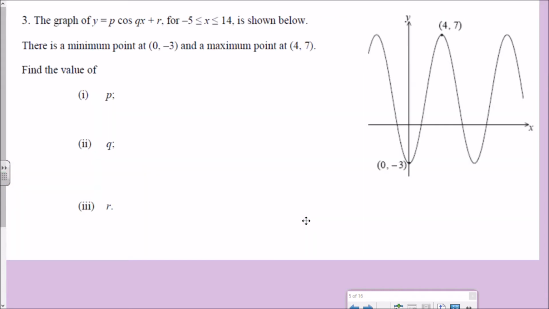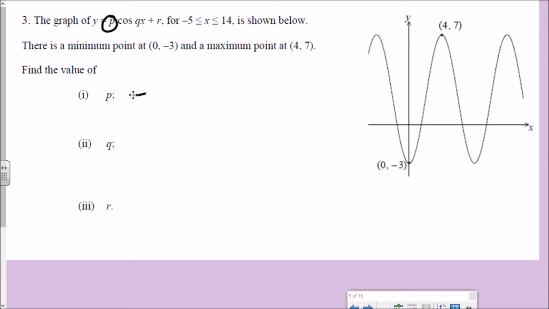Next one, so this says the graph of y is equal to p cosine qx plus r from -5 to 14 is shown below. Minimum at (0, -3), maximum at (4, 7). So p, if we look closely, is kind of like your vertical stretch and also your vertical flip if need be, which we should already know there's going to be a vertical flip, right? Because if this is a cosine function, what is cosine supposed to do? It's supposed to start on the y-axis high and go low, but what is this one doing? It's starting low, so I already know this is going to be negative.